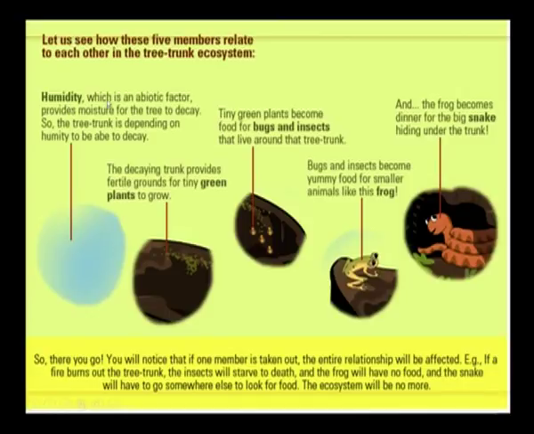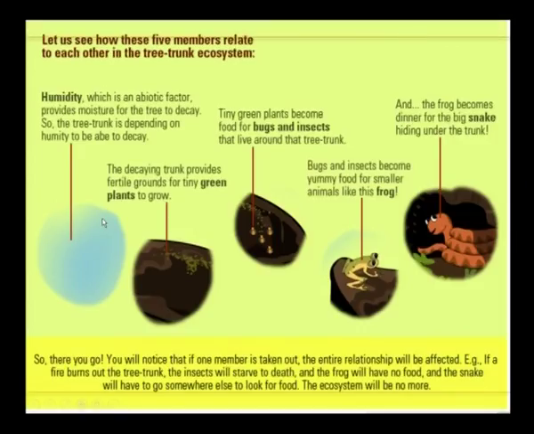So humidity, which is an abiotic factor, provides moisture for the tree to decay. So the tree trunk is depending on humidity to be able to decay. As we know, when the tree decays, there is a lot of humidity present. When we touch a tree which has decayed, we can feel that it's completely wet. It happens due to the presence of water content in the air, which is humidity. And then the decaying trunk provides fertile ground for the tiny green plants to grow.